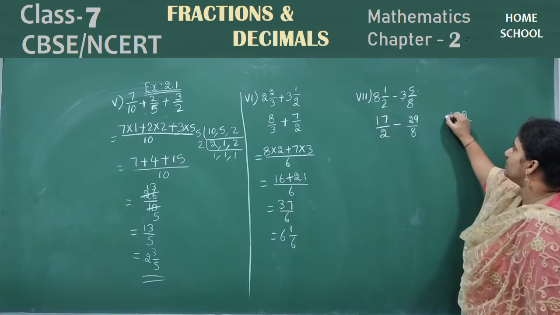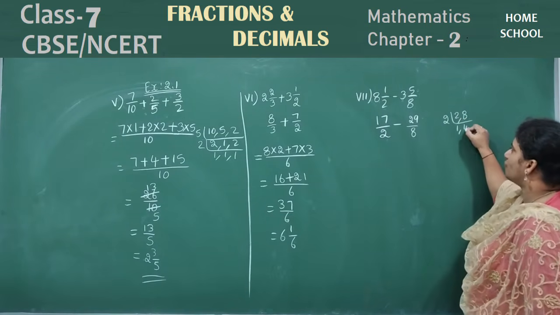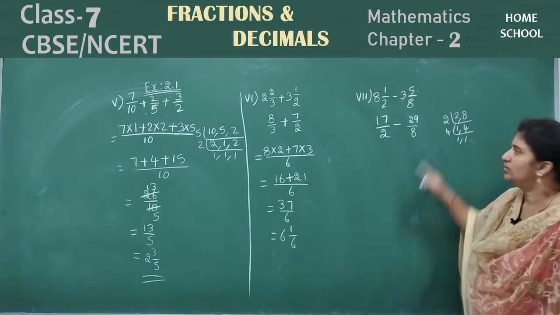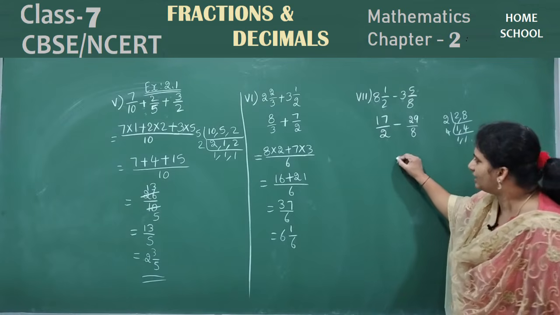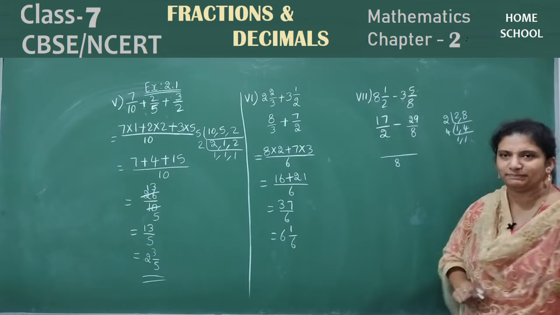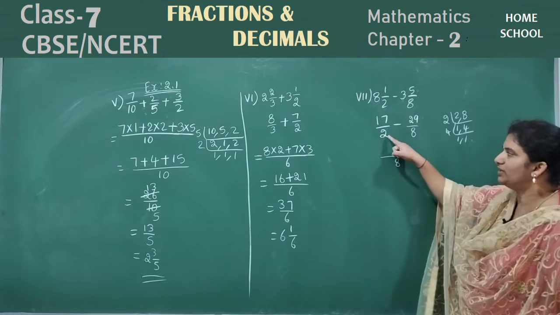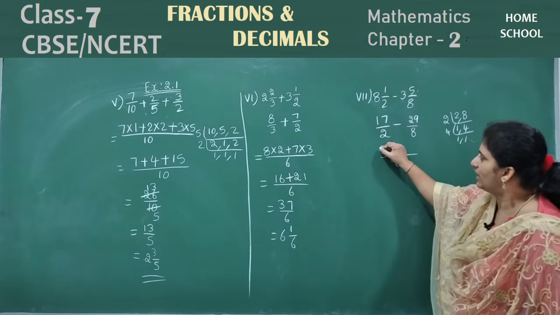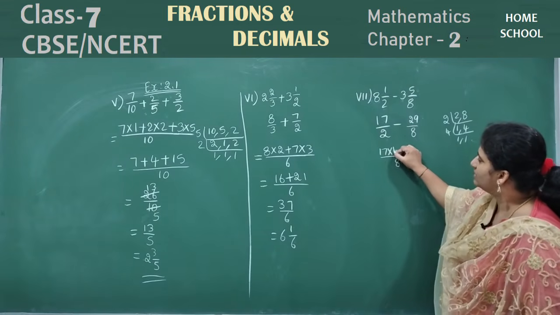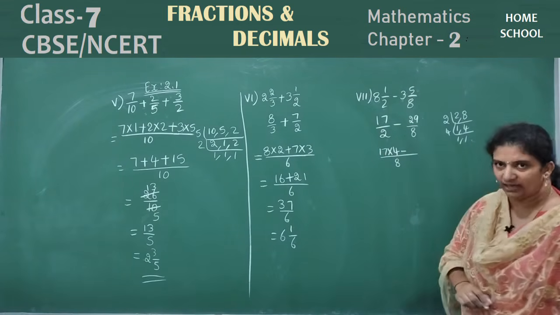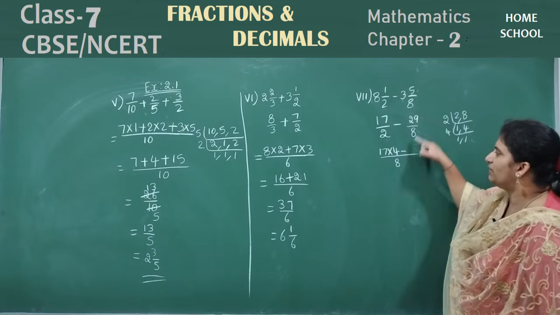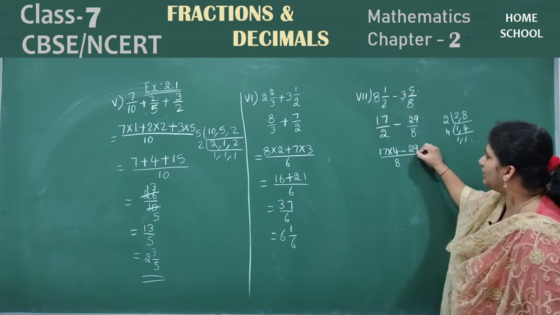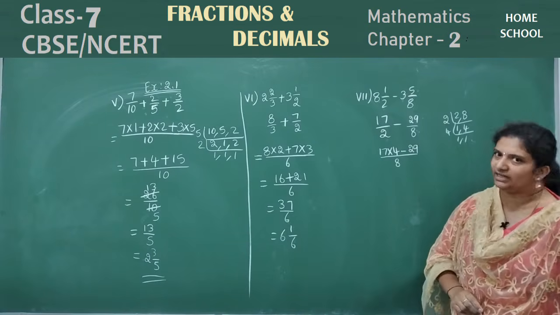2 8 LCM. 2 1s are 2, 2 4s are 8. Again 4 1s are 4. 2 into 4 is 8, that is your LCM. Okay. So now in the 2 table where do you get 8? 2 4s are 8. 4 multiplied by 17. 17 into 4, minus. In the 8 table where do you get 8? 8 1s are 8. So no need of writing 29 into 1. Directly you can write 29.